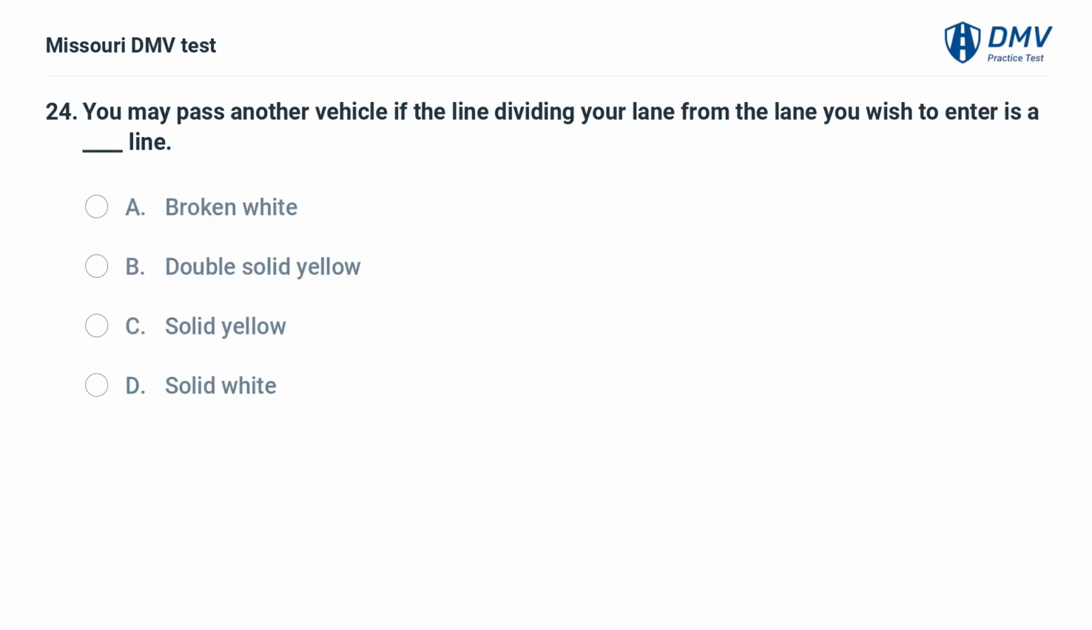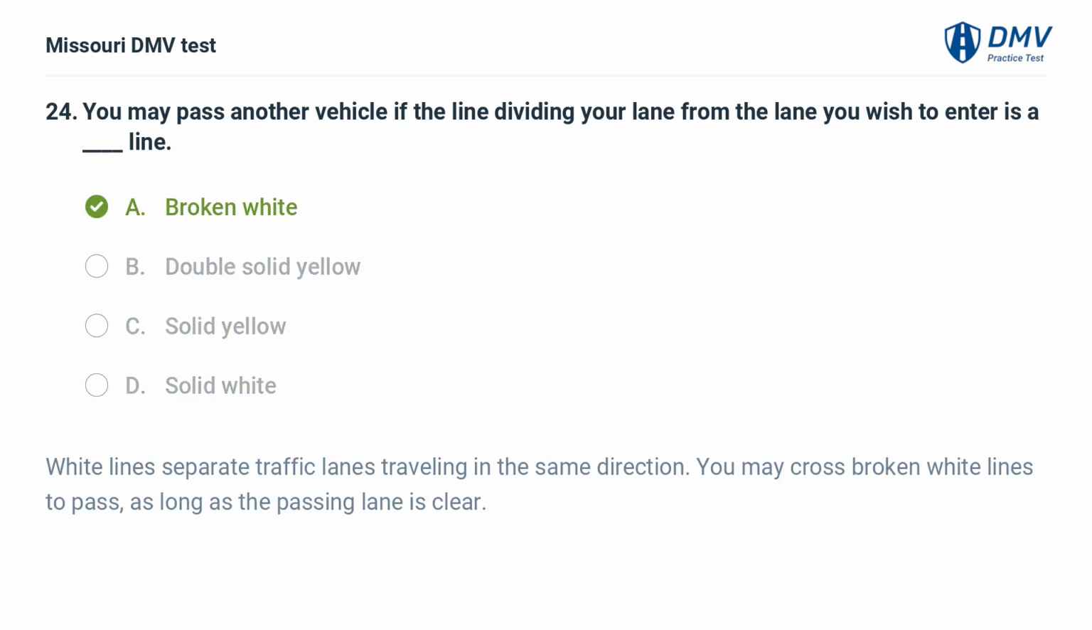You may pass another vehicle if the line dividing your lane from the lane you wish to enter is a blank line. A. Broken white. B. Double solid yellow. C. Solid yellow. D. Solid white.